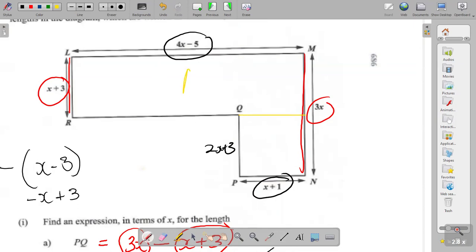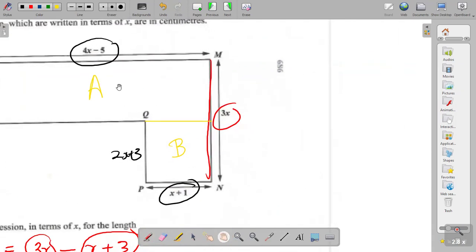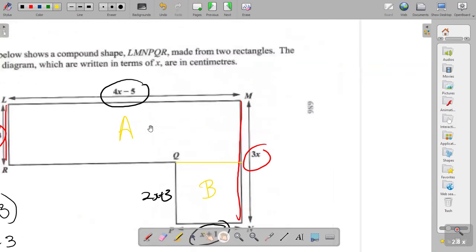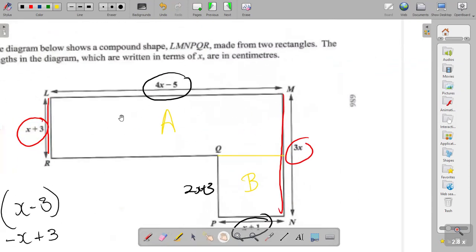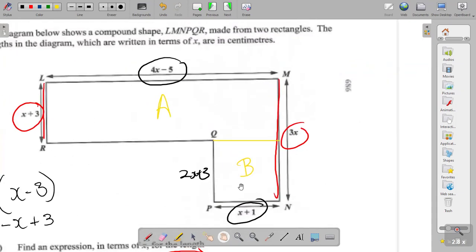So we're going to call this part shape A, and we're going to call this part shape B, because we know it is easier to find the area of A and B and then do what with both of them? Add them together. So you see, that is where the word total comes in, because you cannot find the area of this shape as one thing. You have to split it up into 2 pieces. So let's break it up now.